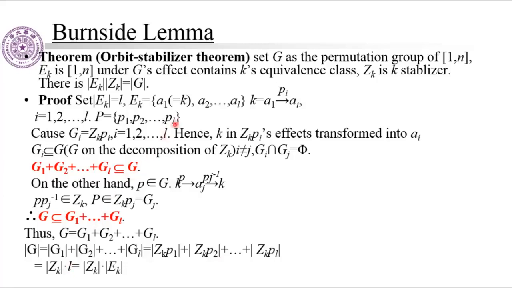How many equivalence classes are there? Then the number L is equal to the number of Ek. Therefore, the number of G is equal to the number of Zk multiplied by the number of Ek. We have then proved the corresponding orbit theorem. With this theorem, we can take a look at a simple example.